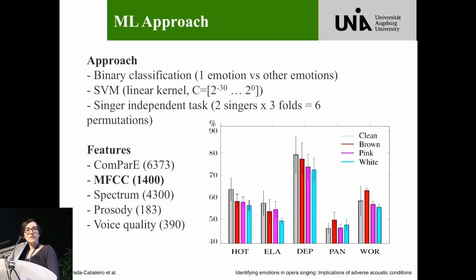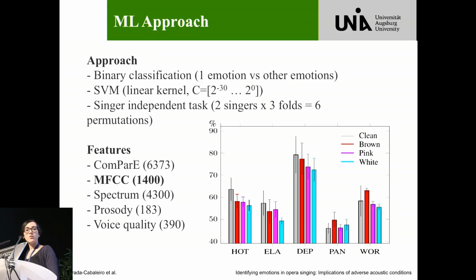Then we apply some machine learning, nothing fancy, nothing new. We want just to see how the machine performs against the human, so to compare machine learning to perception. For this, we made binary classifications. We used a support vector machine with linear kernel, optimizing the complexity on the development set. We divide the singers in different folds, so as to perform a singer-independent task, different singers for training, development, and test. And we made the classification by considering the ComParE feature set, and also subsets of this. So we also made experiments by considering MFCC, spectral, prosodic, and voice quality features.